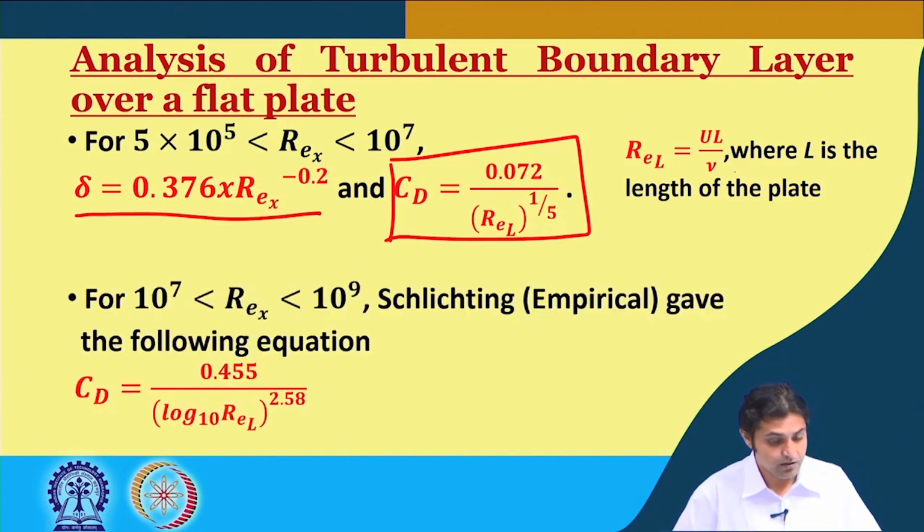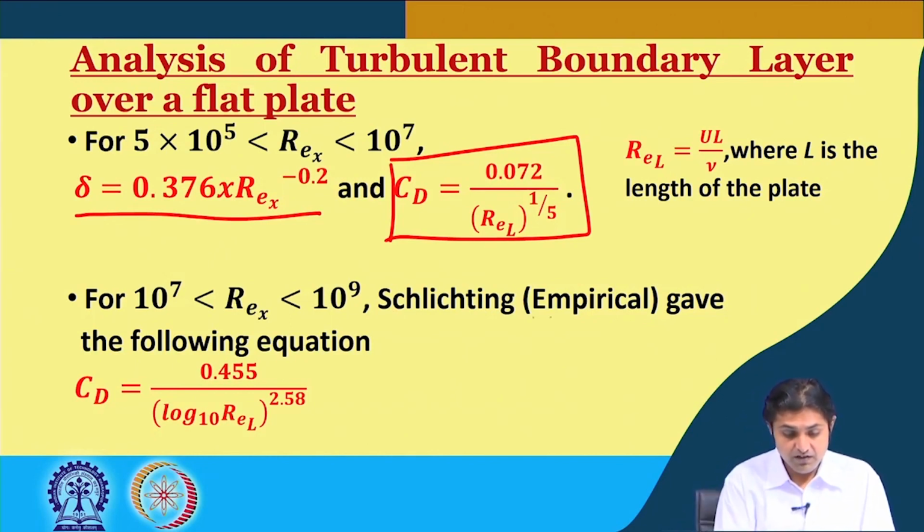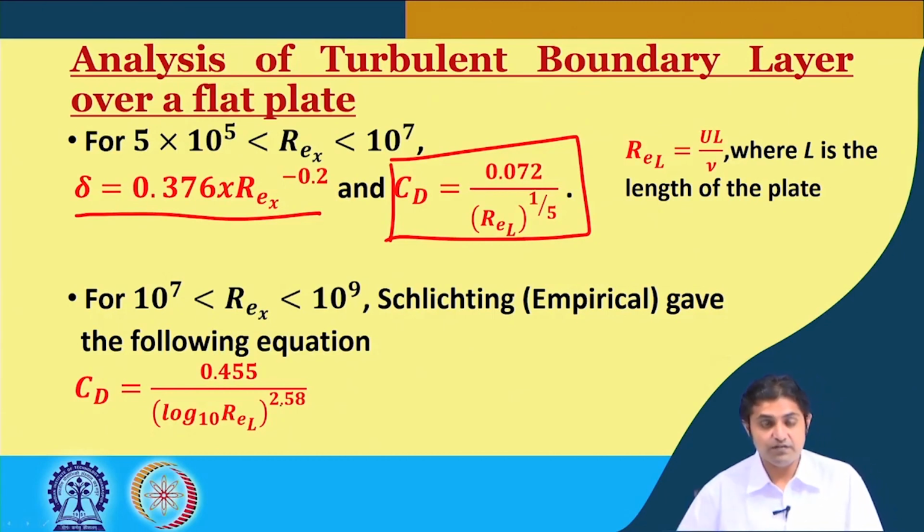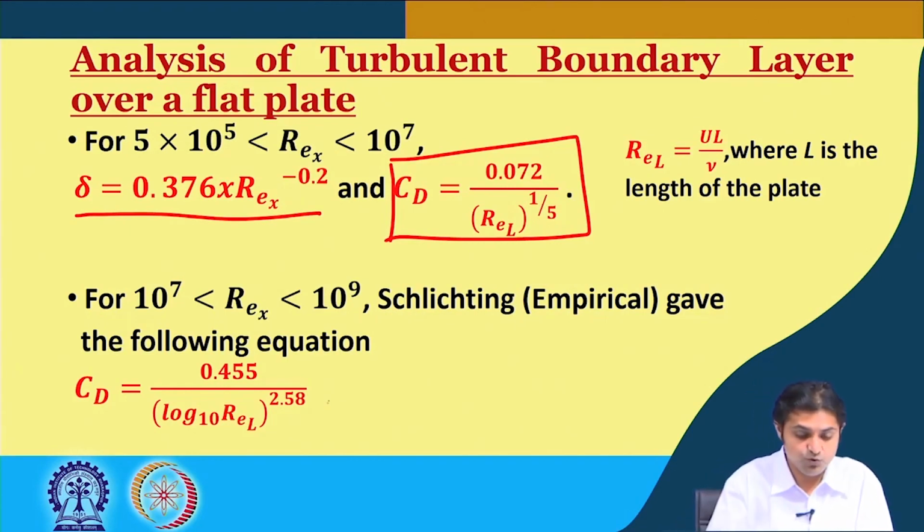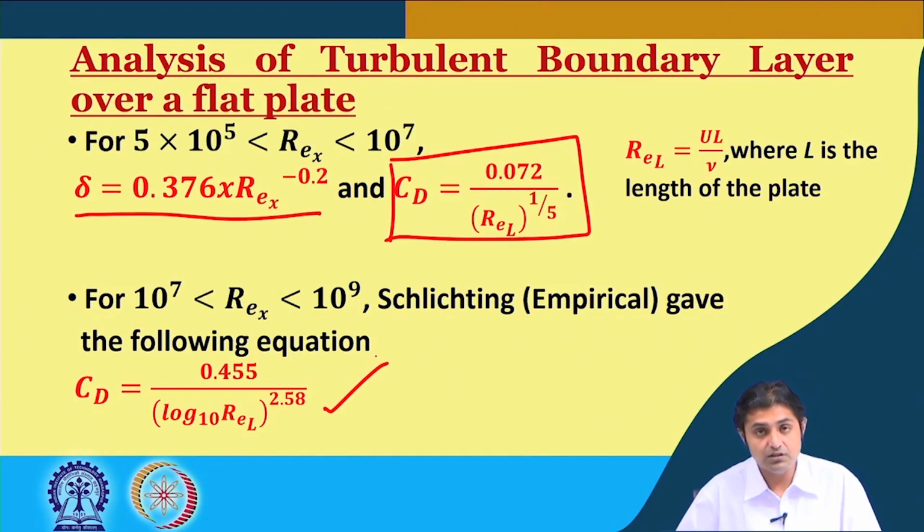Okay. And if the Reynolds number is more than 10 to the power 7, Schlichting gave an empirical equation that gave CD as 0.455 divided by log of Reynolds number to the power 2.5. You do not need to memorize this equation.